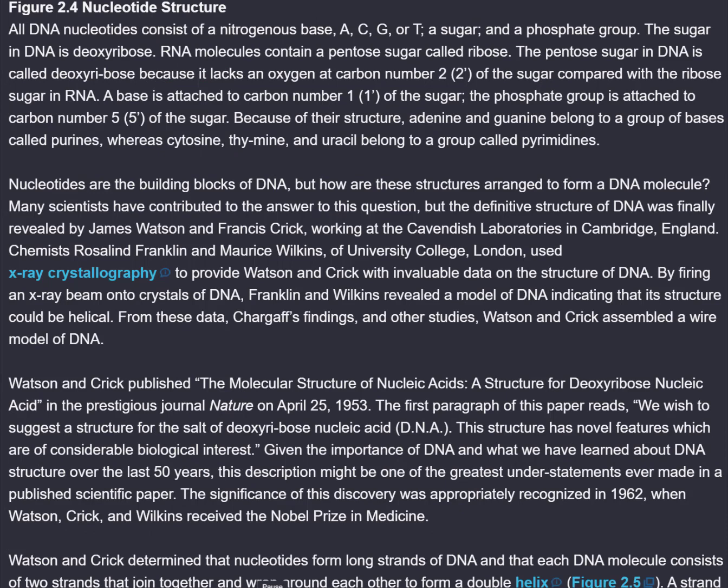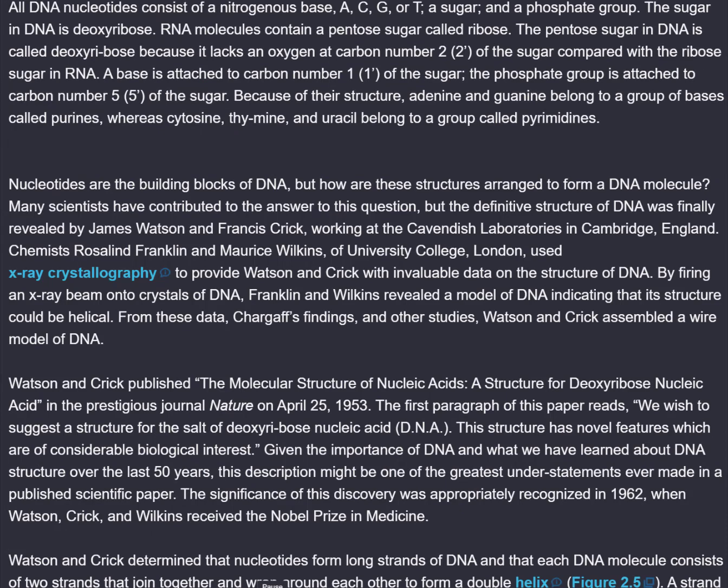Figure 2.4 Nucleotide structure. All DNA nucleotides consist of a nitrogenous base, A, C, G, or T, a sugar, and a phosphate group. The sugar in DNA is deoxyribose. RNA molecules contain a pentose sugar called ribose. The pentose sugar in DNA is called deoxyribose because it lacks an oxygen at carbon number 2 of the sugar compared with the ribose sugar in RNA.